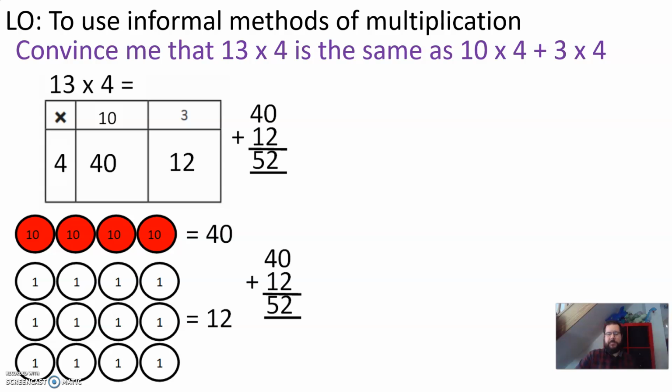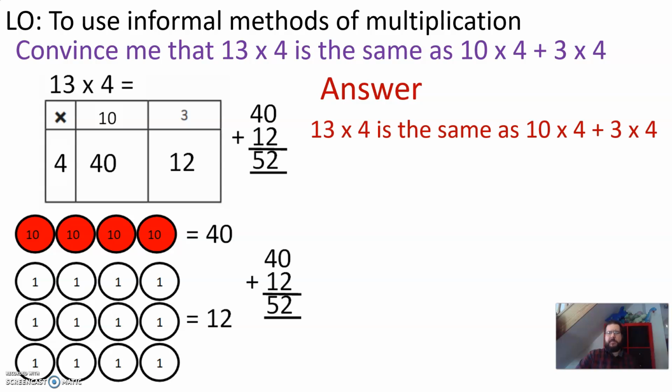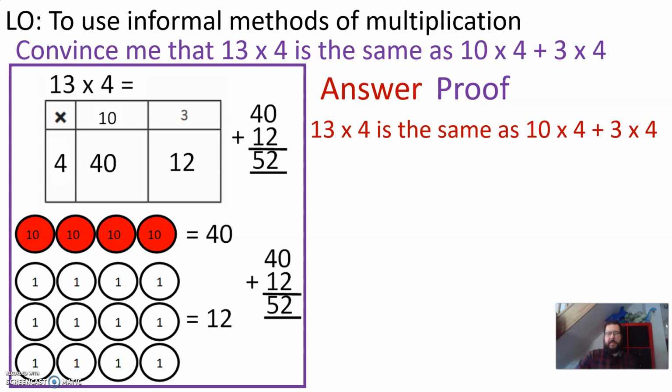So again, using our APE, the answer is 13 times 4 is the same as 10 times 4 plus 3 times 4. I've calculated that, so I can just tell them what the answer is. The proof, as last time, is all of these. So all these wonderful calculations and drawings that I've done over here are the proof that they are exactly the same as each other. Now the explain bit was a bit trickier on this one.